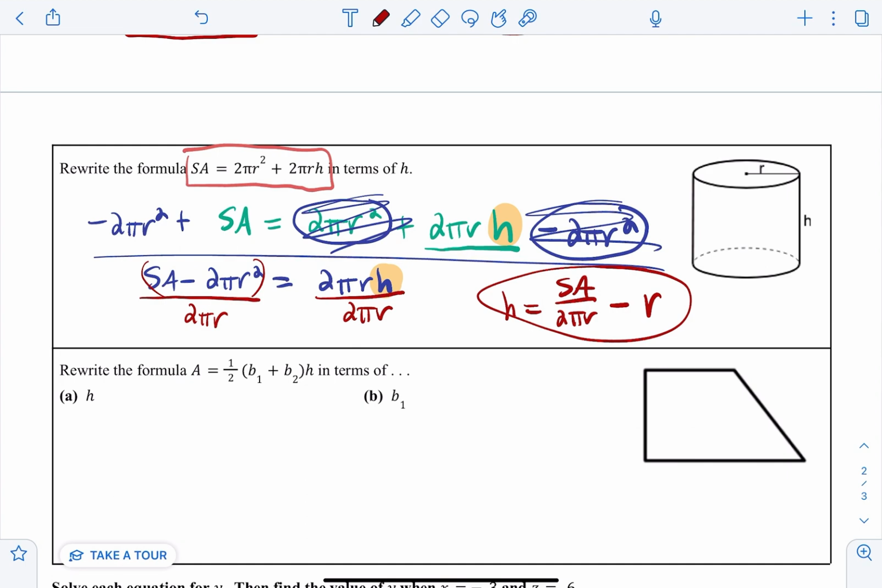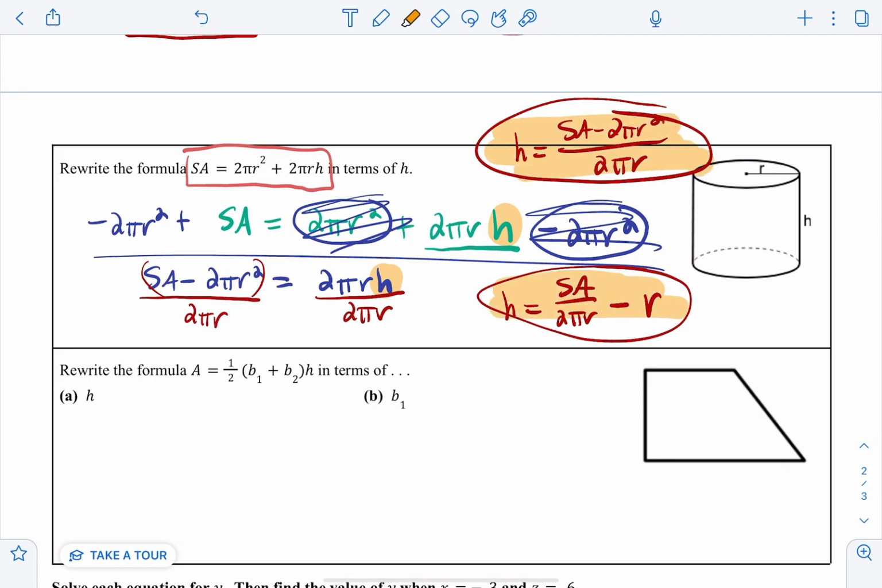So it does actually turn out that that could be an alternative way that you write that out. If you just want to leave it as h equals surface area minus 2 pi r squared all over 2 pi r, that's fine too. So either way is fine, whether you have that or whether you have that. They're both equivalent forms.